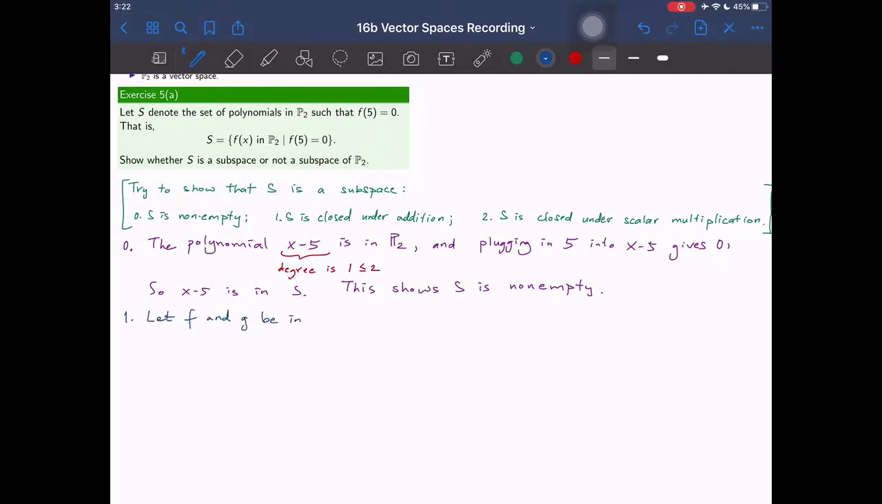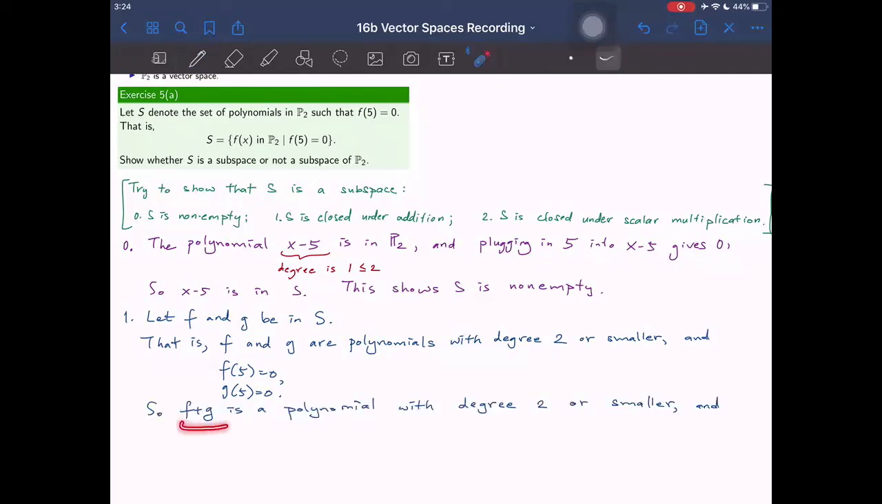Let f and g be two elements in S. I need to write down what it means for f and g to be in S. f and g should be polynomials in P2, so the degree should be 2 or smaller. And also, if I plug in 5 into f or g, I should get 0. I then need to consider f plus g. I need to show that f plus g is a polynomial also in P2, and that if I plug in 5 into f plus g, I get 0. If I add two polynomials, and each of them has degree 2 or smaller, then the sum also has degree 2 or smaller.